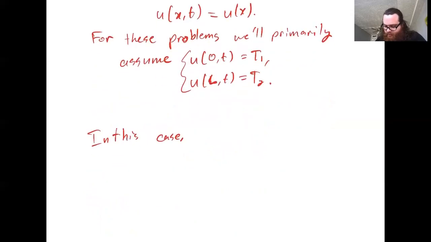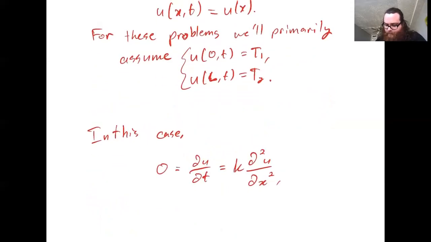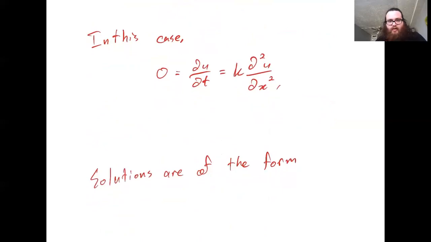Okay, so in this case, what happens? Well, we're saying that u doesn't depend on time. So how does u change with respect to time? Well, it's not going to change. So that's where that 0 is coming from. But because of the heat equation, we have this equality: the change in time is some constant times the second spatial derivative.